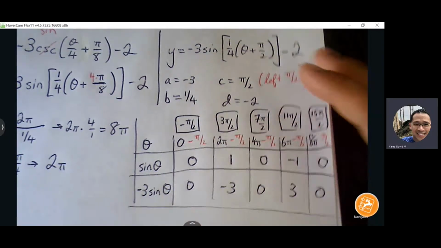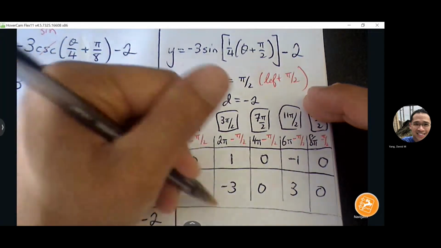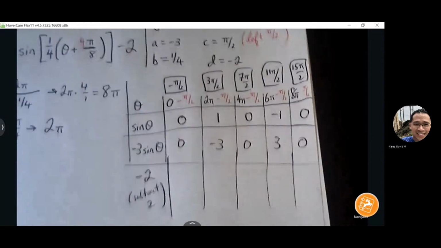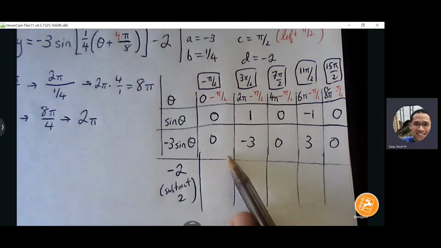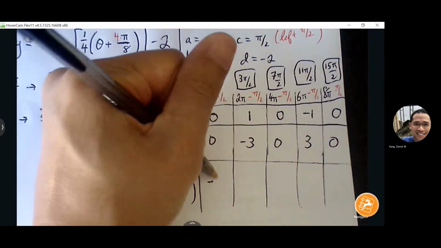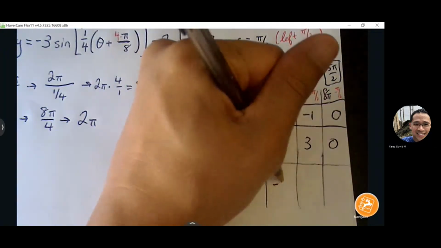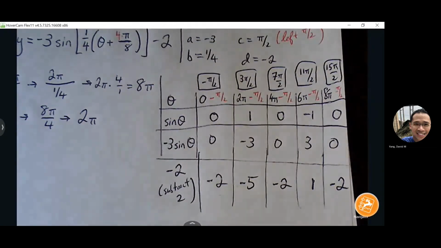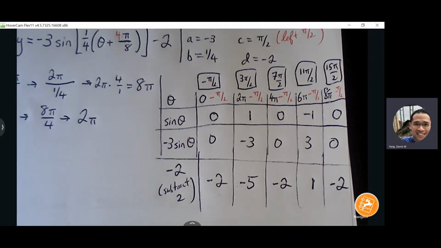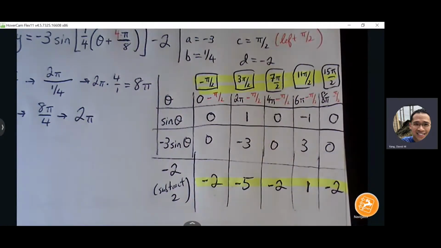Okay. Add another column to deal with the D value here. We're going to subtract 2. So take all the most up-to-date Y values and subtract 2 to make all your important points shift down 2 units. 0 minus 2 is -2. -3 minus 2 is -5. Okay, so we look at the top row and bottom row, because those are the Y values that are going to be useful to help us create the sine graph that we ultimately want.